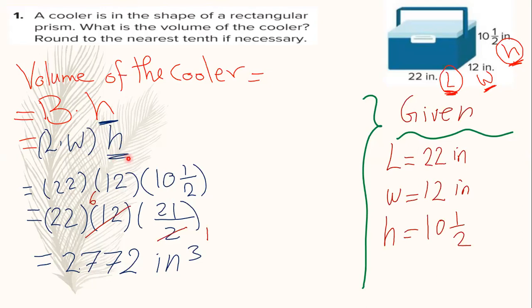Substitute by the given, it will be 22 times 12 times 10.5, and you have to convert the mixed number 10.5 into improper fraction to be able to simplify or multiply. 10 times 2 is 20 plus 1 is 21/2, and then we can simplify easily by dividing 2 by 2 equals 1 and 12 by 2 equals 6, and then multiply 22 times 6 times 21, which is 2,772 cubic inches, and no need to round here. This is a whole number.